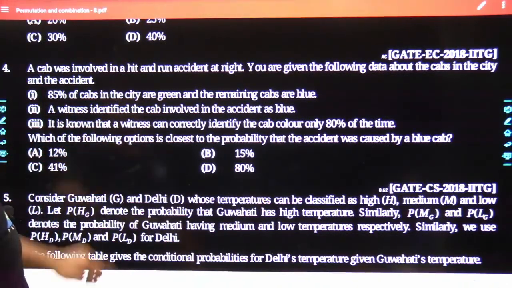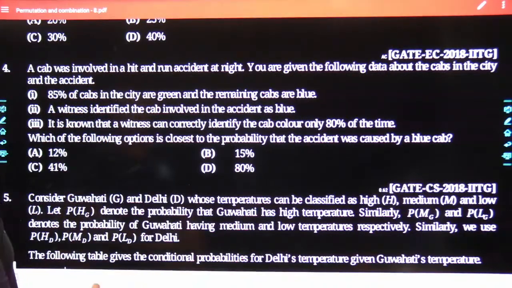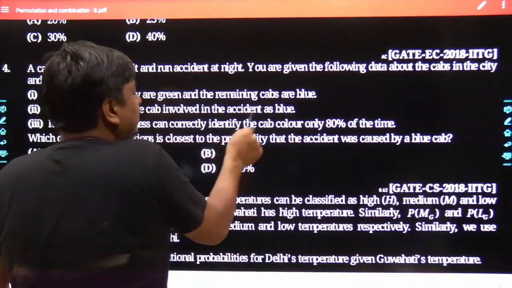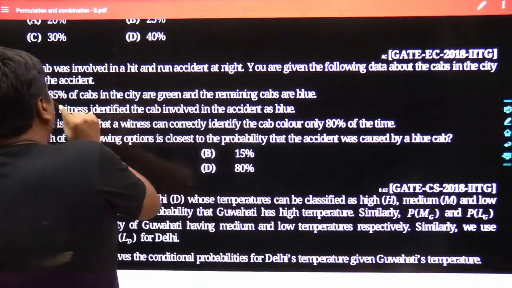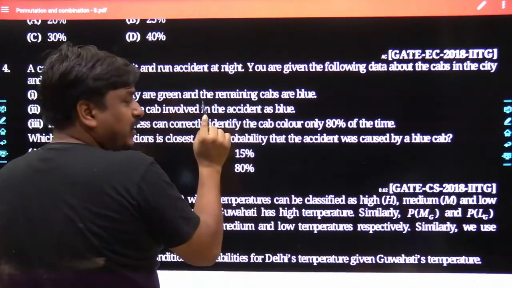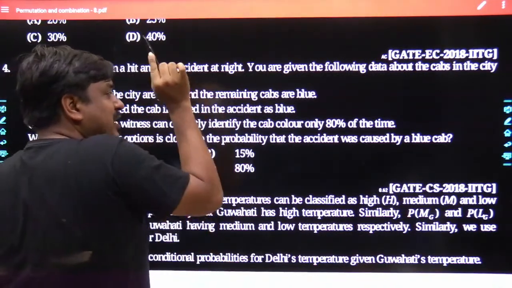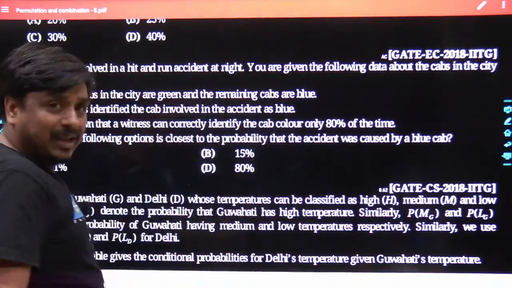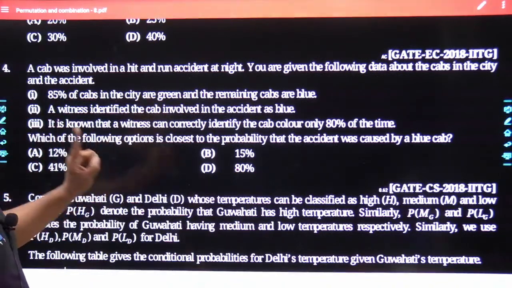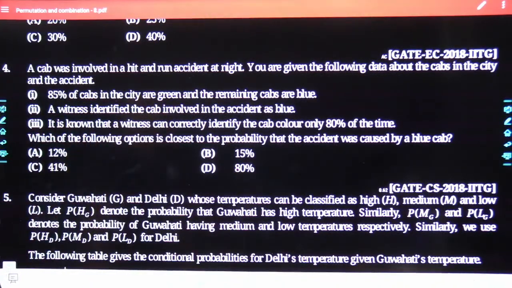Second, a witness identified the cab involved in the accident as blue. What does that mean? That means it is a conditional probability, where a witness has already identified that the cab in the accident was blue. So you can say it is a problem of conditional probability. That is also sure, sir.